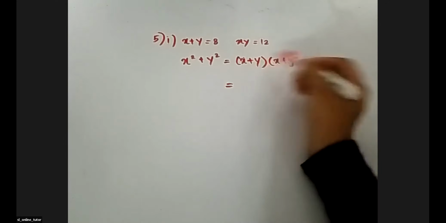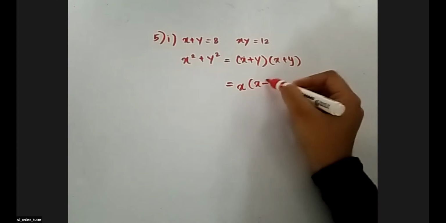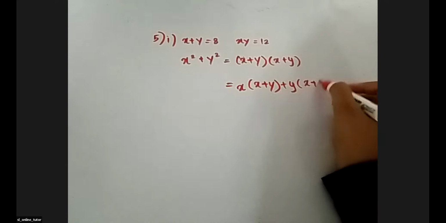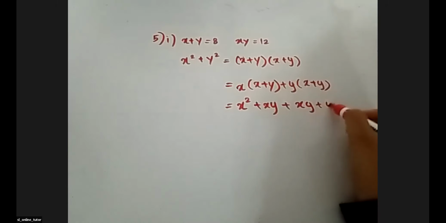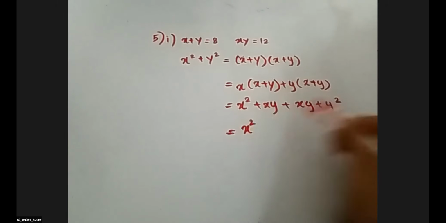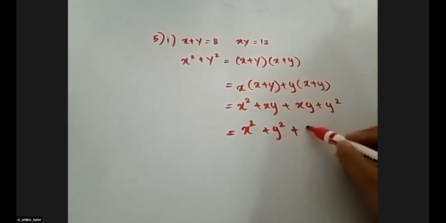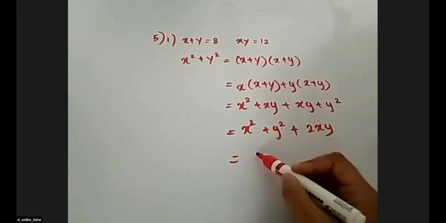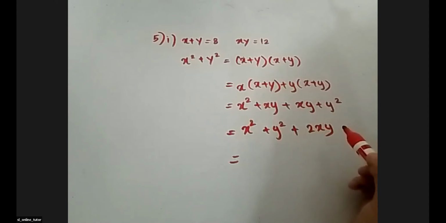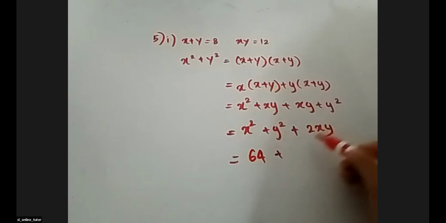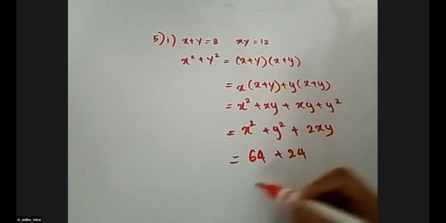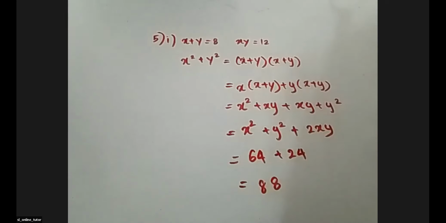Right, if we write like this, we are getting here, look at the board, x into x plus y into x plus y. Here you get x squared plus xy plus xy plus y squared. Now look at the board, x squared plus y squared plus 2xy. x plus y squared means how much? 8. Not 8. 64. Yes, 64. And 2 into xy means 2 into 12, 24. Now what's the answer? 88.